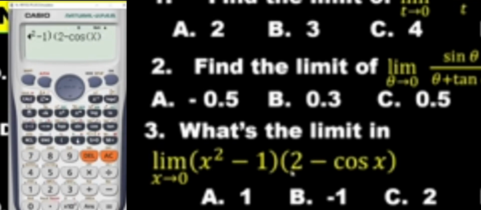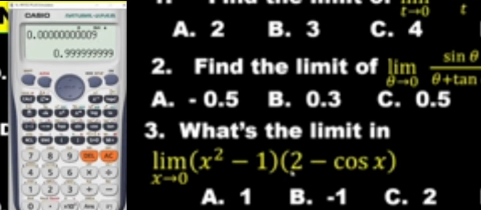Ensure all your brackets are closed. There is a bracket before 2 minus cos x, then your x, which is also in brackets, then everything is closed. Then we press our what? Our calc. Then our x is what? X tends to 0. Now we are going to put a number that is very, very close to 0. So like we've been doing before, we are going to press 0.0000001.